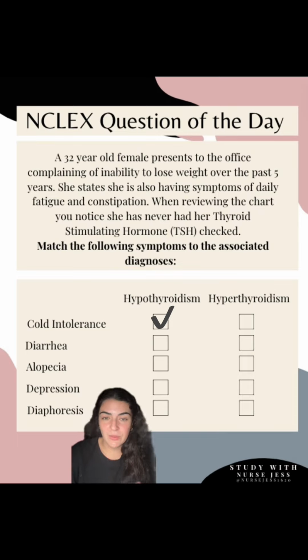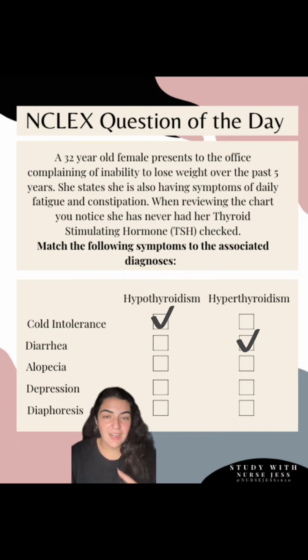Next up, we have diarrhea, which is associated with an overactive bowel. So anything that is overworking it is associated with hyperthyroidism. As stated in the question, this patient has constipation, and this is a symptom of hypothyroidism, a low, slow-moving bowel.